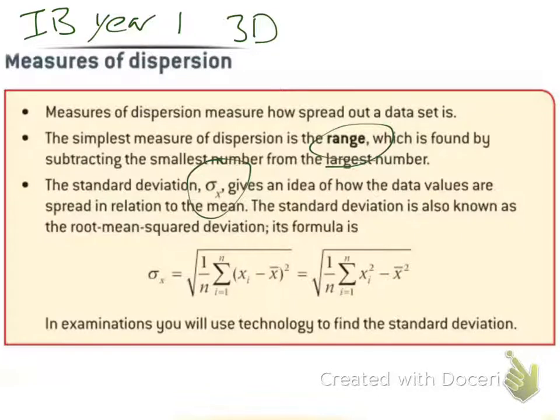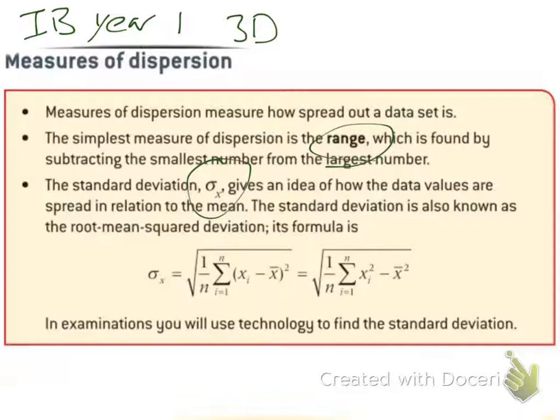And the easiest one that we've always talked about in the past would be the range. The range, remember, is the highest number minus the lowest number. Basically, how far apart are the largest and smallest values.